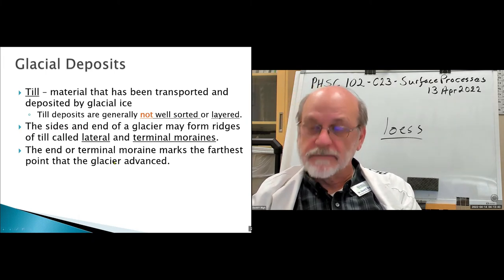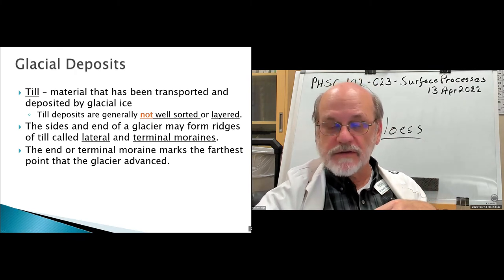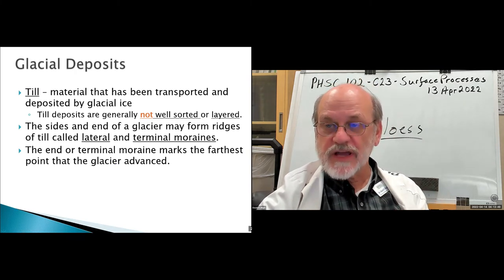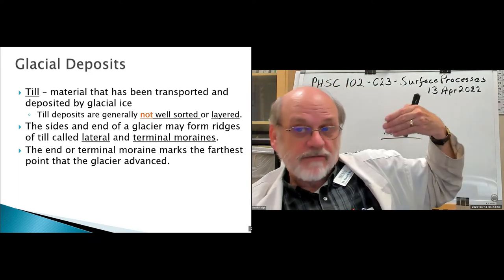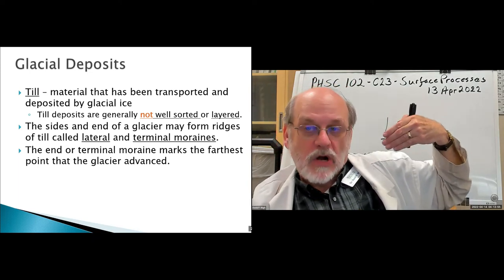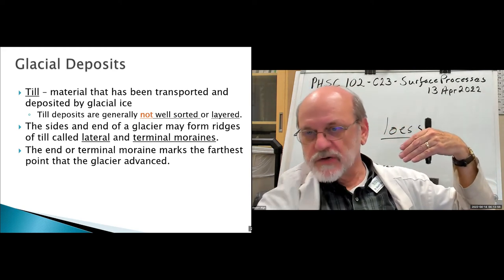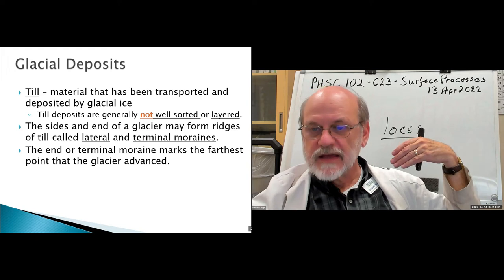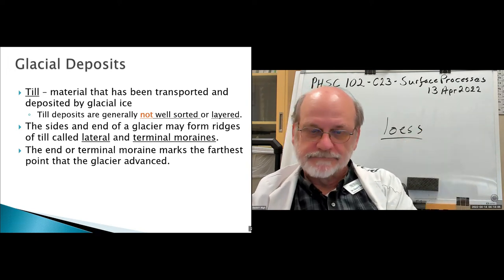The terminal moraine furthest down in the valley marks the furthest point that the glacier has ever advanced in its whole life. The glacier may be way back up the valley now, and many of them are, but you may find a ridge of material collected further down the valley. That's as far as the glacier moved when it was active.